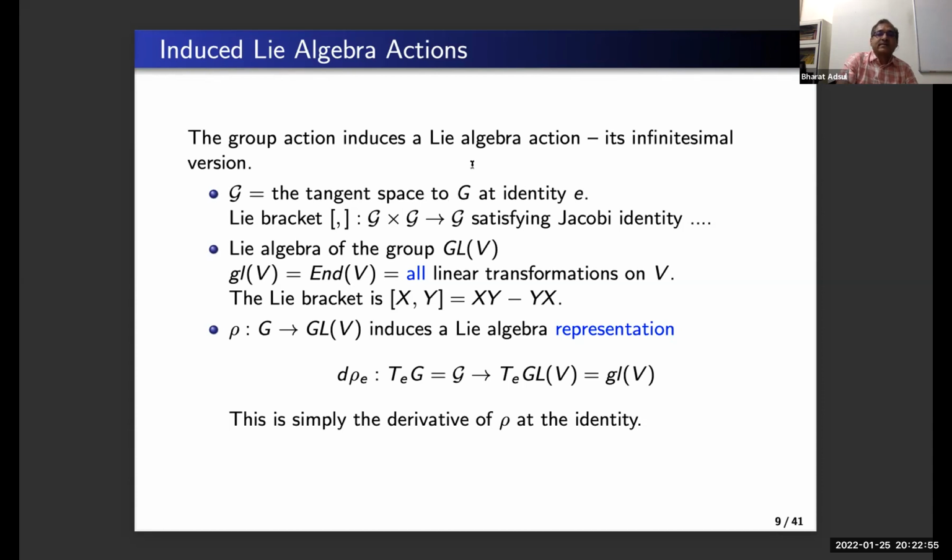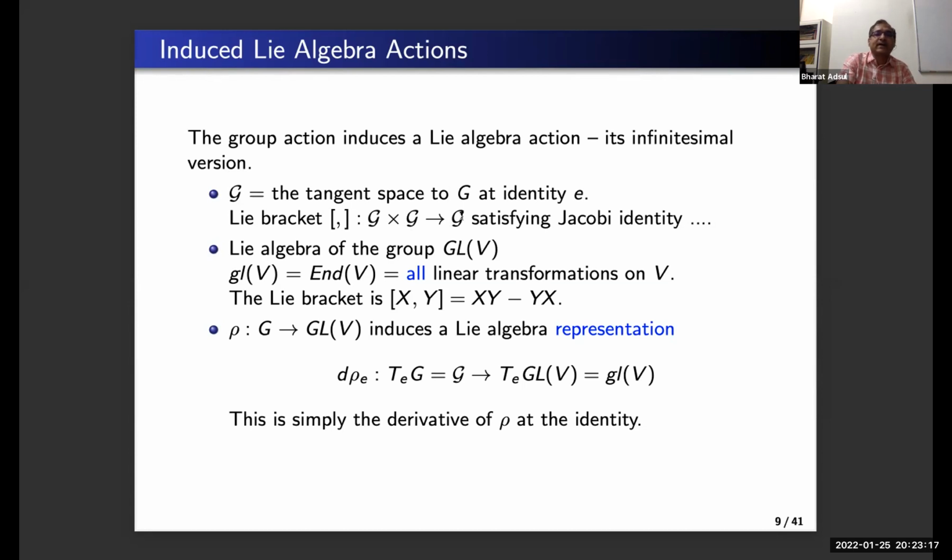Okay, so thanks to the multiplication of the group, this vector space, calligraphic G, the Lie algebra, has a Lie bracket operation on it. So there is a bilinear operation which satisfies this Jacobi identity. But let's look at it in a very particular setting.